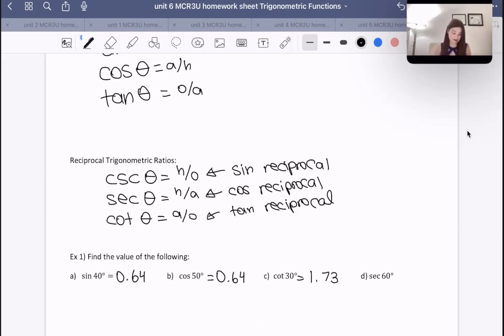And fun fact, this is root 3. Right? This is actually root 3. If we type in root 3, it's the same thing. We'll learn why it's root 3 in a future year, but this is exactly root 3, cotangent of 30.